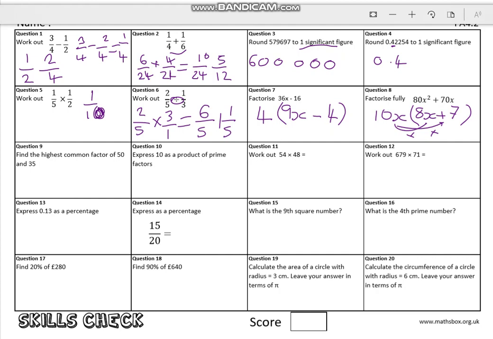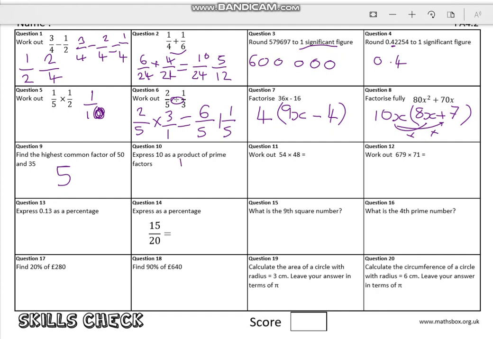Okay, then for question 9, we've got find the highest common factor of 50 and 35. So we can look at our factor pairs for each of them, so the numbers that go into these two, and we have to find the highest number that goes into both of these. And in this case, the answer would be 5, because 5 goes into 35 7 times, and it goes into 50 10 times.